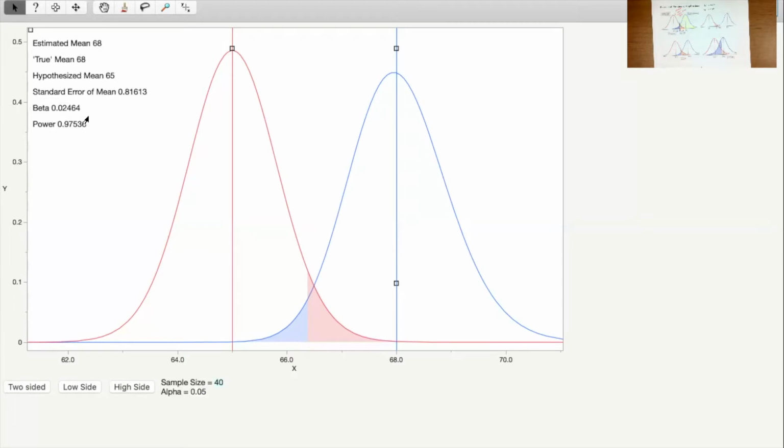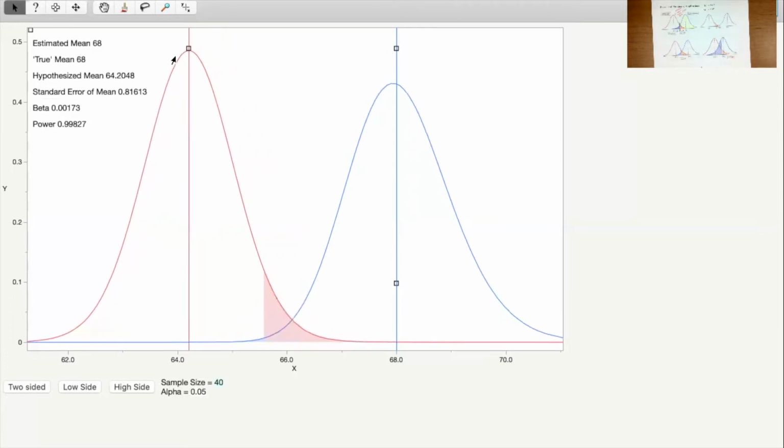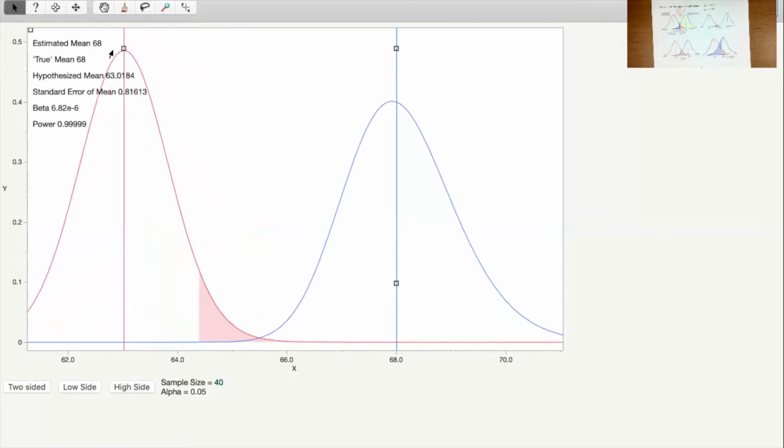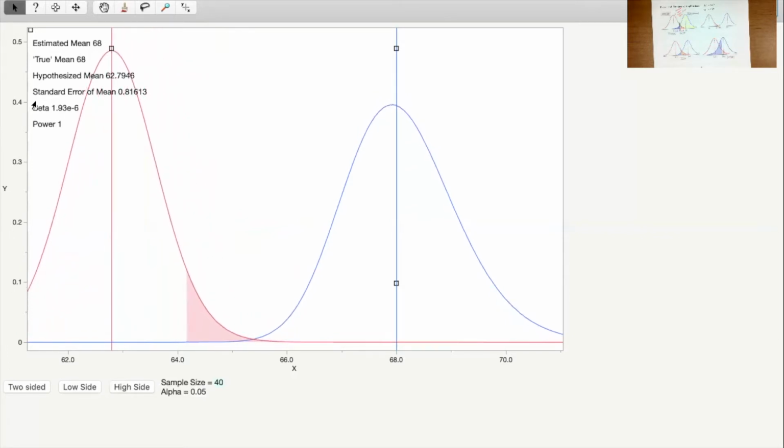And what's being impacted here, and one of the things that impacts power, is how big a difference we want to detect. So if I was to take this null distribution and make it further away, so the difference between these two distributions is getting larger and larger, we can notice that our beta is getting super small and we pretty much don't even see the shaded area anymore. And so what we're seeing is power is going to 1, and so it's going to be easy to detect this.